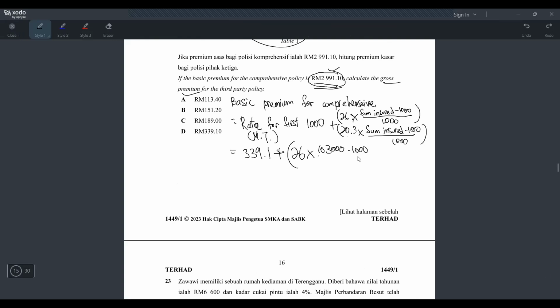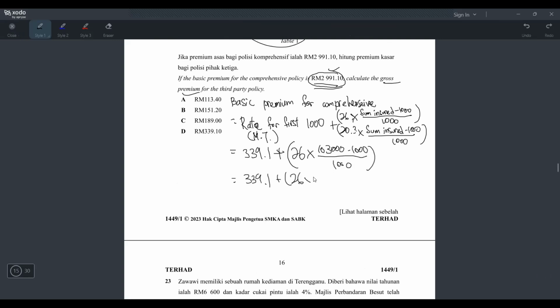You know why I have to minus 1,000? Because the first 1,000 you already pay already. So that's why you have to minus 1,000 and then divide 1,000 to see how many 1,000 inside the balance value, right? So 339.1 plus this one I press calculator. So 103,000 minus 1,000 equals and then divide 1,000.